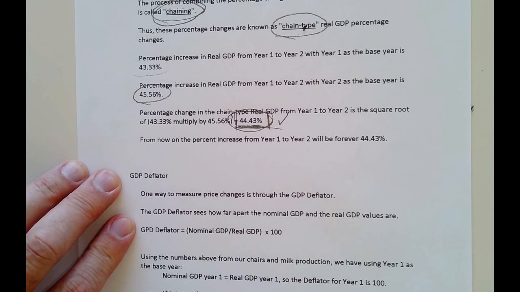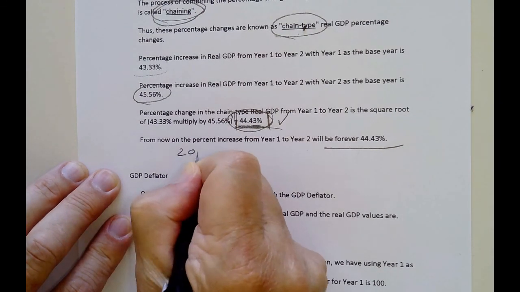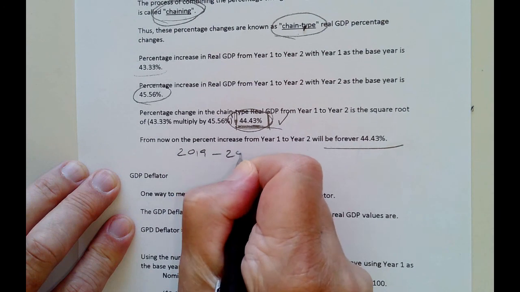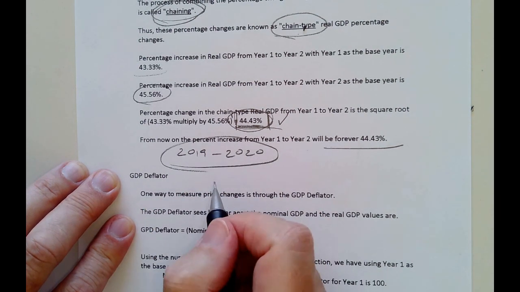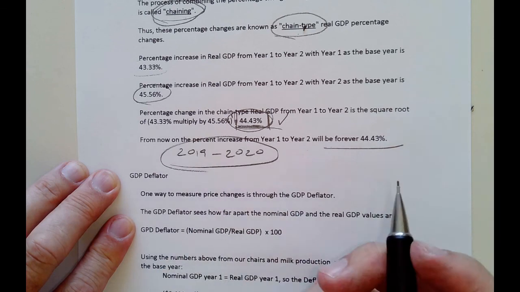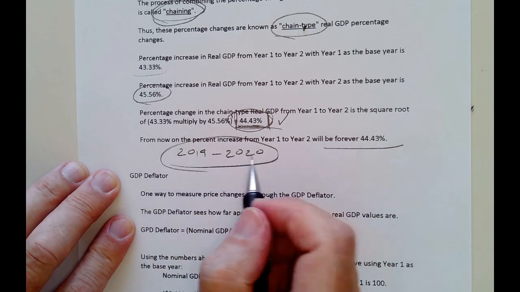And so that number is going to be there until the end of time. It's going to be 44.43% from year 1 to year 2, if year 1 and year 2 were real years in terms of calculation. So you have 2019 to 2020. They'll chain them together, and whatever number they get for percent change is going to be the number that's going to be there again 10 years from now, 100 years from now, 1,000 years from now, assuming we're still here.